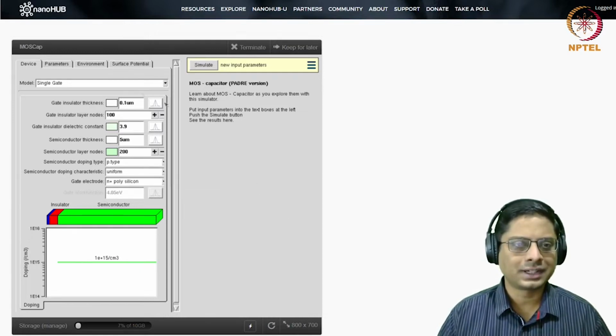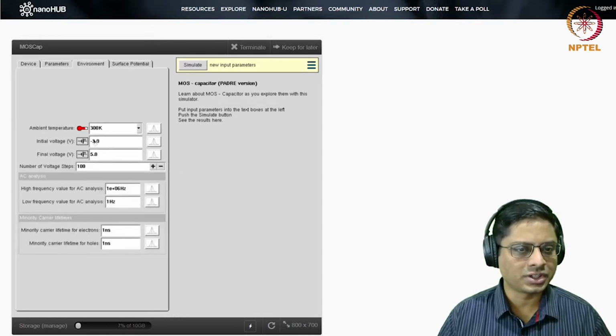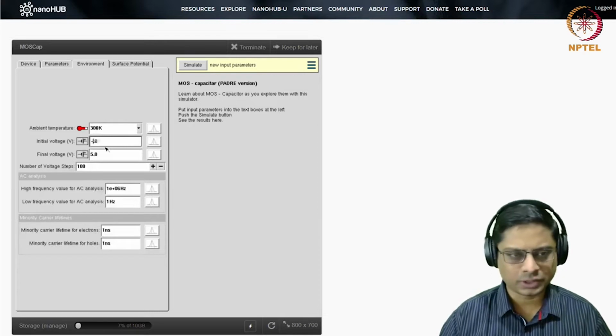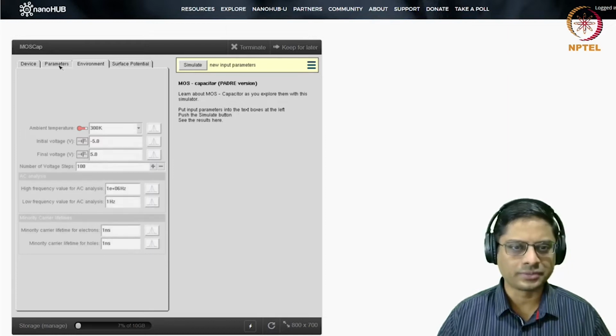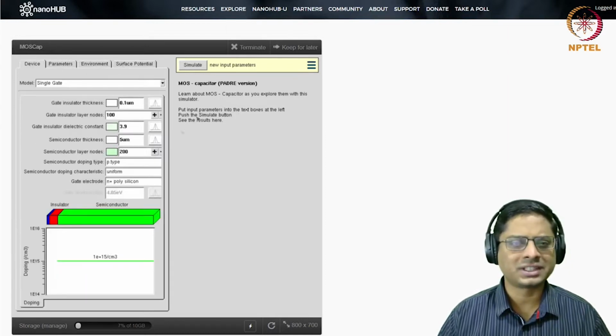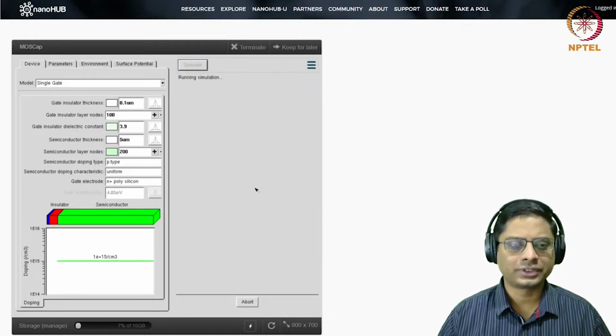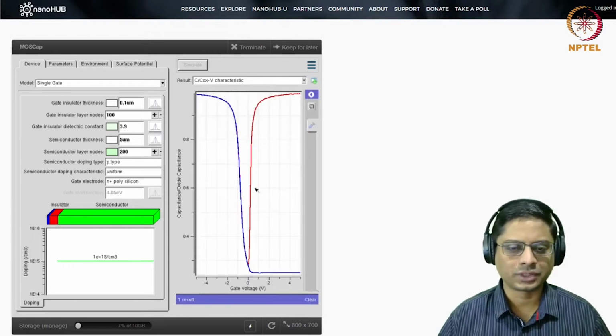Okay. So before I run the first simulation, I just want to make sure that I change my initial voltage to -5 volts. So I want to sweep from -5 to 5 volts. That is what I want to change. And let's leave everything else at default and run it. So you'll get the first CV characteristic. So yeah, this is what it is.